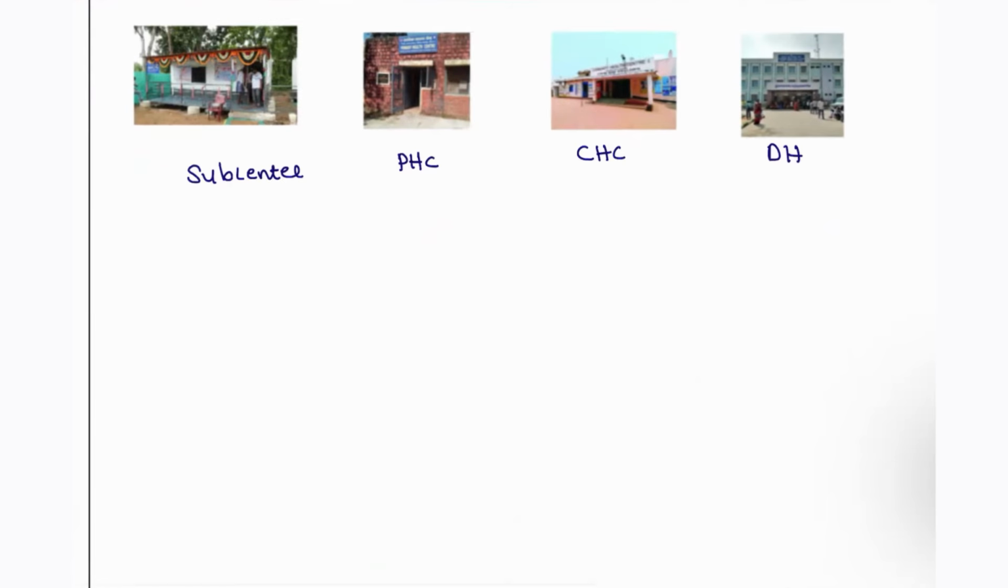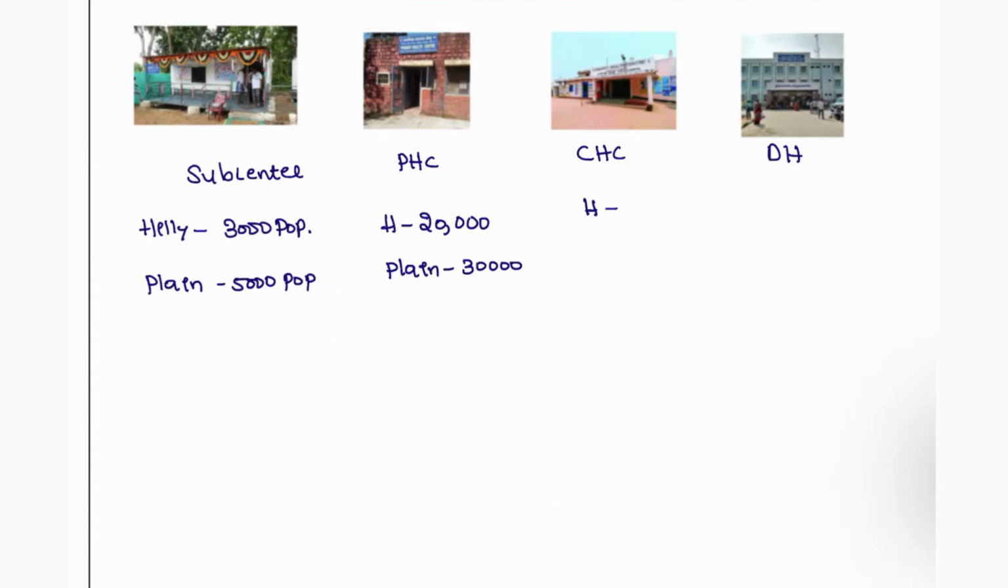For the sub-centers, hilly areas, usually 3000 population. For the plain areas, it is 5000 population. For the PHCs, hilly areas, 20,000. For the plain areas, it is 30,000. Next, CHCs, hilly areas 80,000, and for the plain areas 1,20,000. For the district hospitals, plain areas only, we are going to have the district hospital for more than 1,50,000 to approximately even 2 lakhs also.